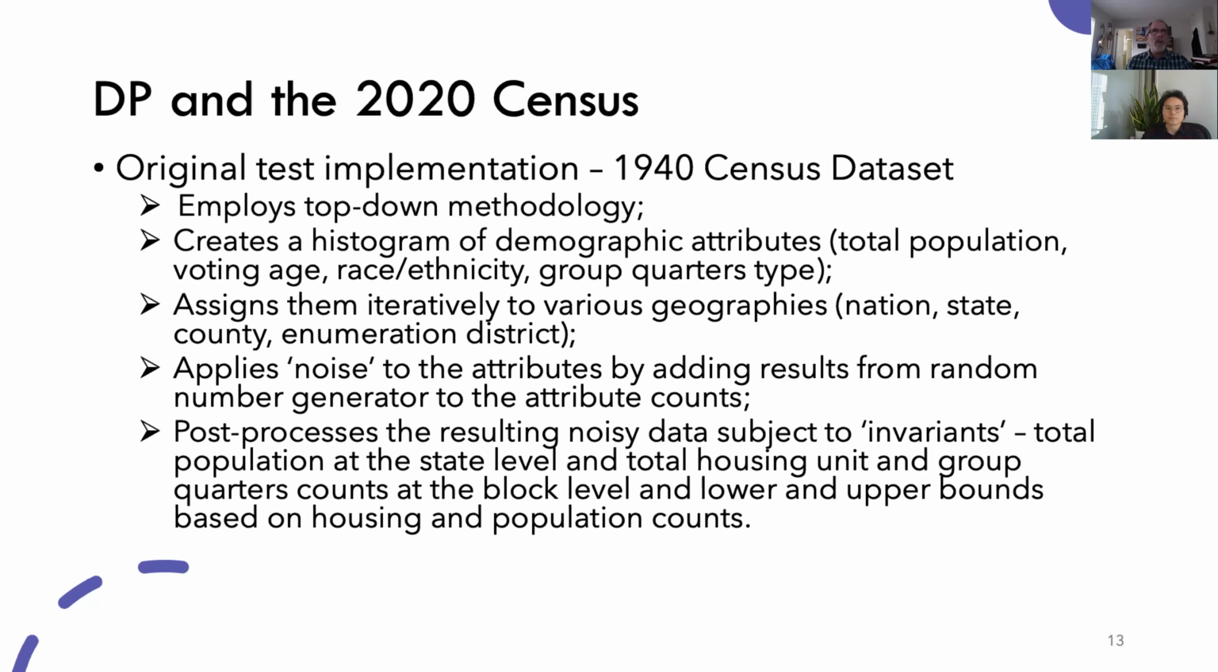And then they apply post-processing to the resulting noisy data, and they subject it to what are called invariants. In this case, the invariants that they use, and by invariants, these are counts that do not change, were the total population at the state level, and the total housing unit and group quarters counts at the block level, as well as using certain constraints on the process. So not only can you ensure that all of the totals for smaller geographies add up correctly to a larger geography, you can actually apply lower and upper bounds to the data. And so they also applied these bounds, and those were based on housing and population counts.